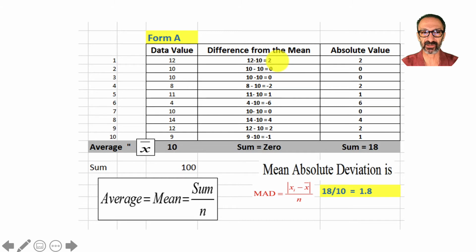12 minus 10 is 2. 10 minus 10 is 0. 10 minus 10 is 0. 8 minus 10 is negative 2. 11 minus 10 is 1. You just keep doing it, and if you add them up, it's a 0. It has to be 0, because the mean is balancing the numbers to the right and left. If you get more numbers on the right, it's going to have to move to the right a little bit.